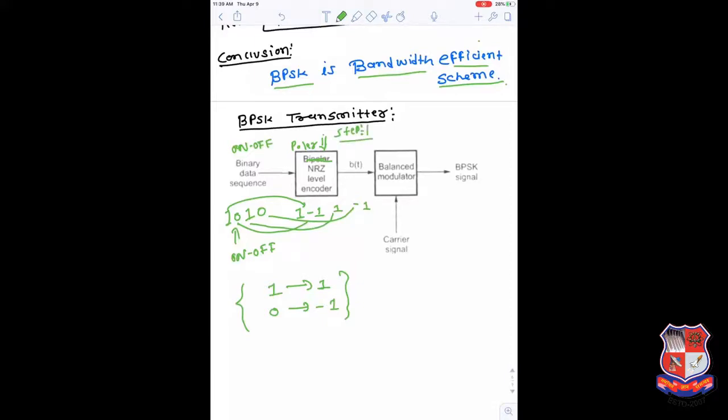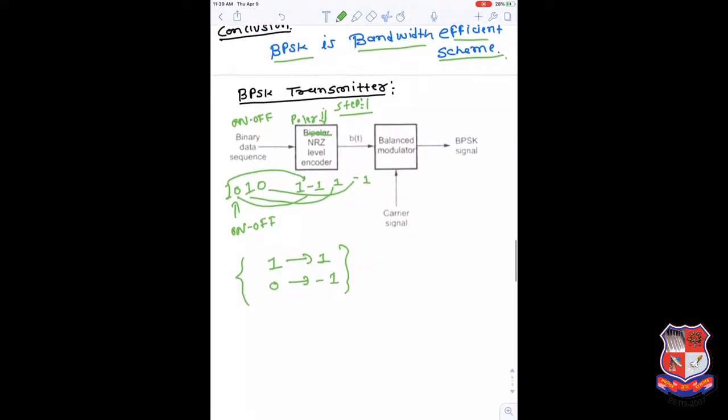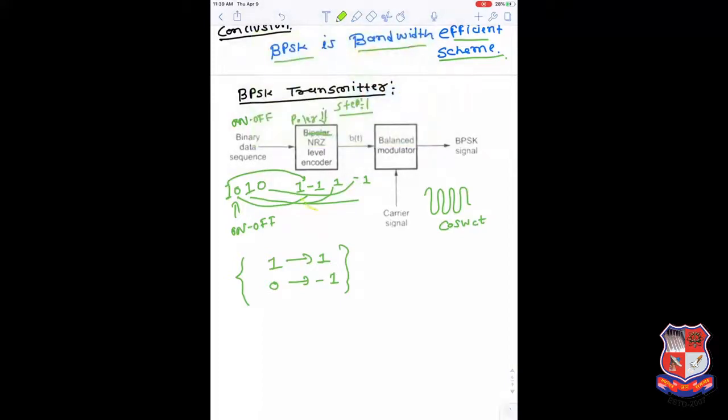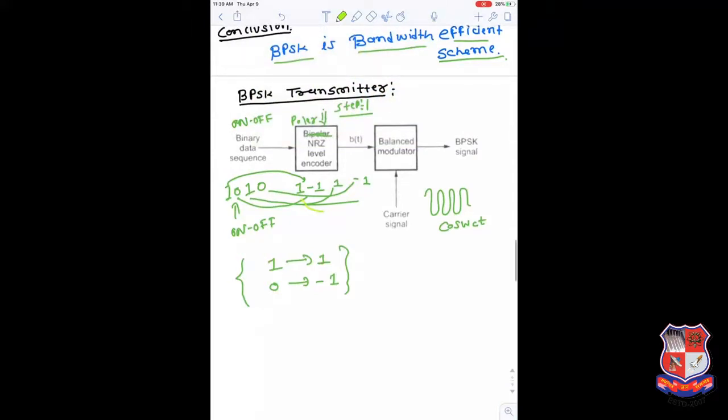Why are we converting this on-off signal to a polar signal? There is a specific reason. If we convert to a polar signal, we can directly multiply the signal with the carrier signal. This is the carrier signal, which is simply cos omega ct. What happens here? You can observe, if the input bit is a 1, this 1 is multiplied with cos omega ct.